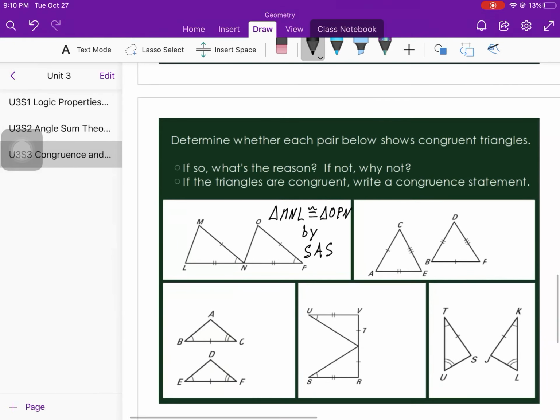You don't even have to say or write it out. We can just use the acronym for that. All right, let's go on to the next one here.